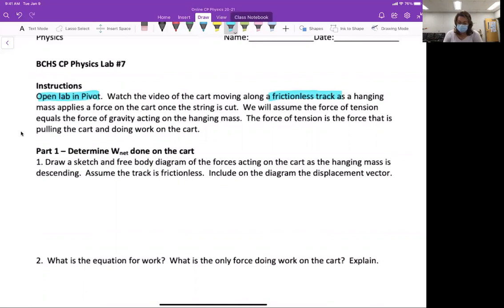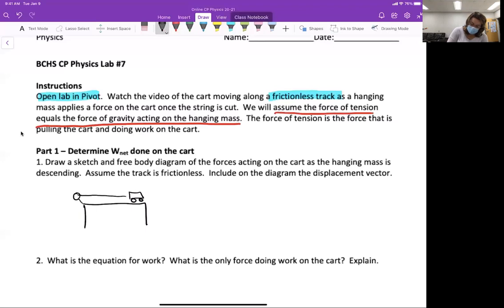So someone's going to cut the string and the cart's going to start to accelerate to the left. We will assume, and this is a big assumption, that the force of tension equals the force of gravity acting on the hanging mass. I'm going to take you over to that lab in a minute, but here is my cart. It has a string that's going to go through a little pulley and come down with a hanging mass.